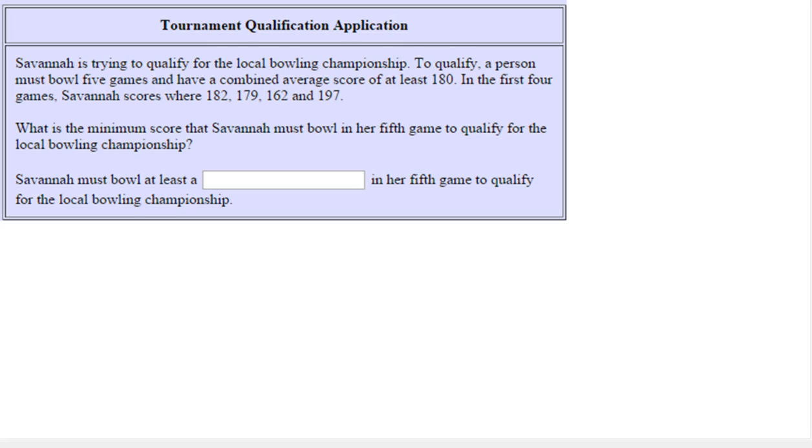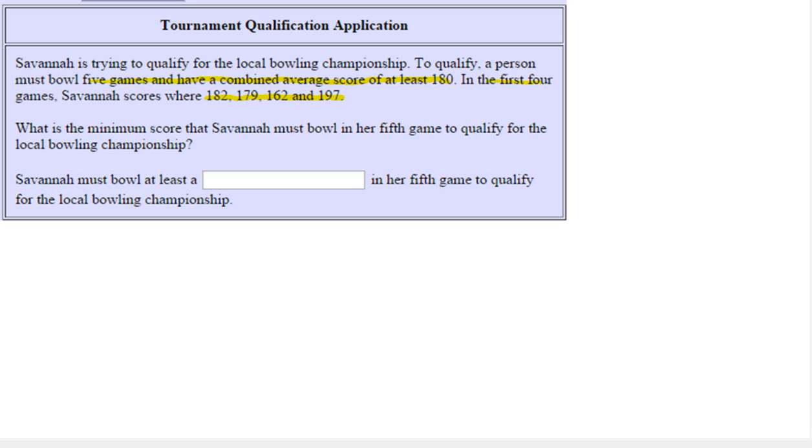Let's begin by reading the question and highlighting important information. Savannah is trying to qualify for the local bowling championship. To qualify, a person must bowl 5 games and have a combined average score of at least 180. In the first 4 games, Savannah's scores were 182, 179, 162, and 197. So that's our given information.